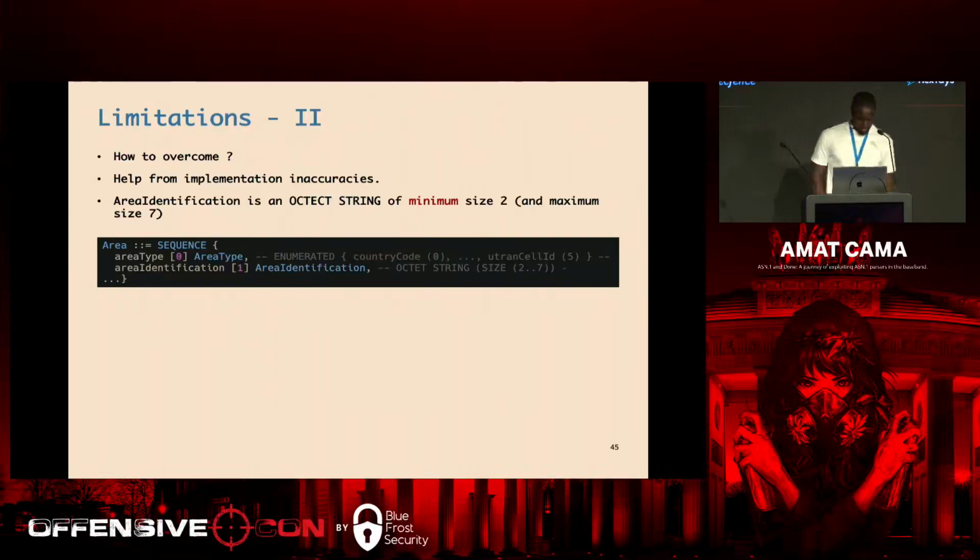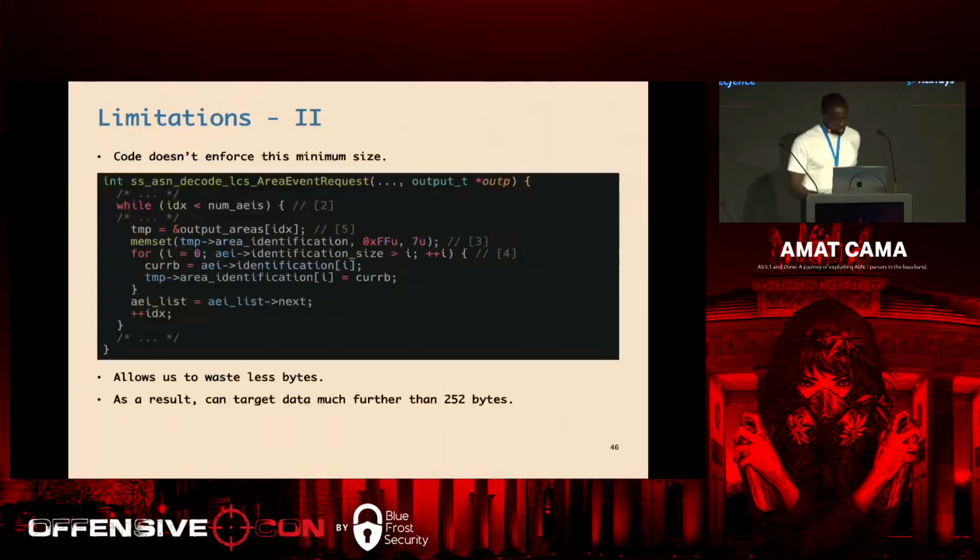And the key here is that since we're trying to send many different elements in order to abuse this out of bounds, the fact that we can avoid sending even 2 bytes can save us a lot of bytes since we only have 252 bytes. Just for example, 10 times 2 is already 20. So the fewer bytes you send, the easier it would be. As a result, we could target much further than just 252 bytes out of bounds.